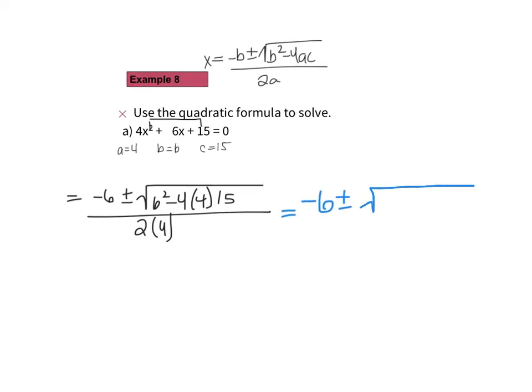What is 6 squared? 36. Minus, what is 4 times 4? 16. Times 15. 240. He has my notes pulled up. 240, we'll go with that. Over, what's 2 times 4? 8. Now, don't worry about simplifying numerator and denominator till the very end.